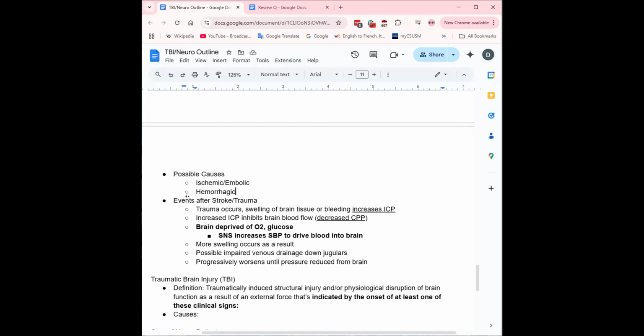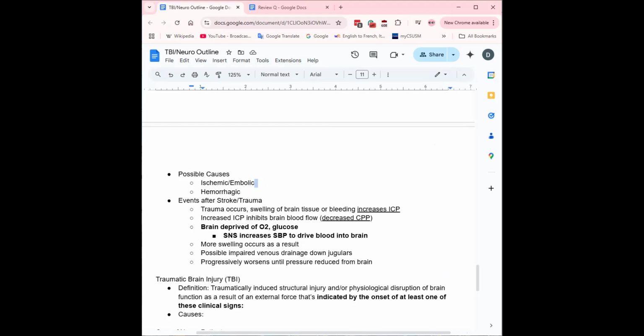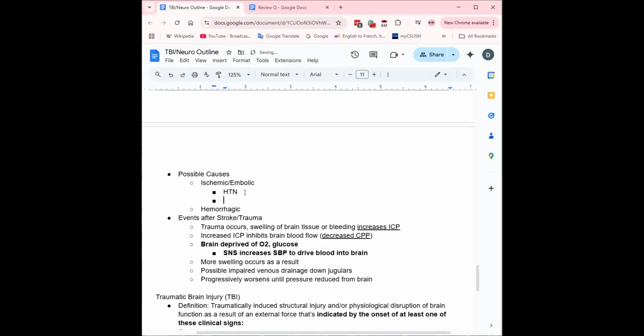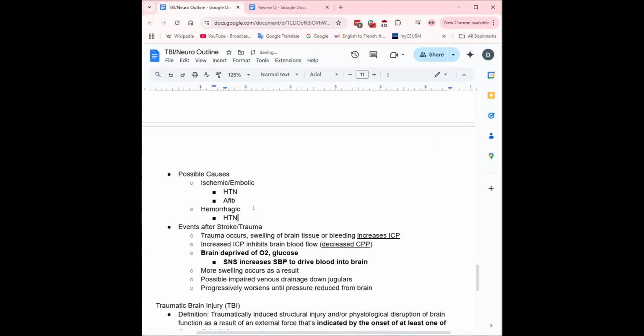Oh, here it is. Possible causes. I guess we can talk about it. I think it was listed down in there. I'm sure you guys know a lot of it, like what can cause ischemic and embolic. Hypertension can be one for both. AFib, that's a common one. Hypertension can also cause hemorrhagic, too much pressure, burst, boom, boom, boom.